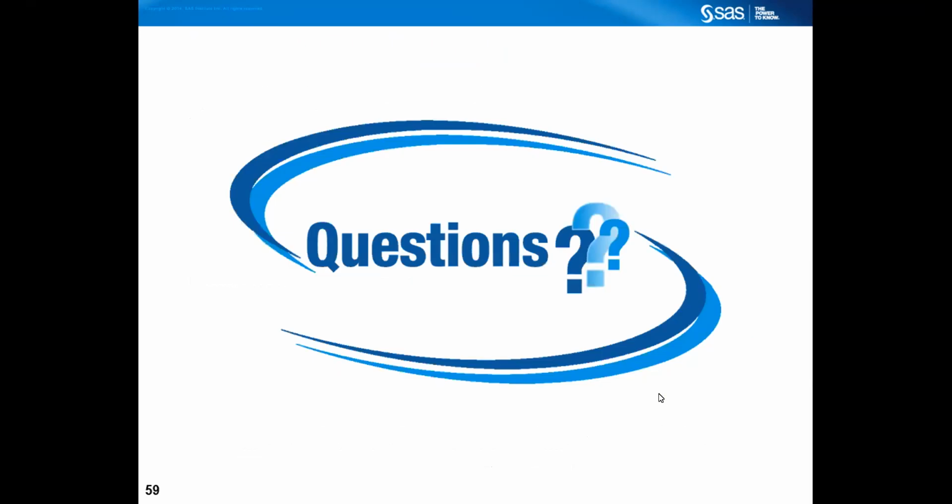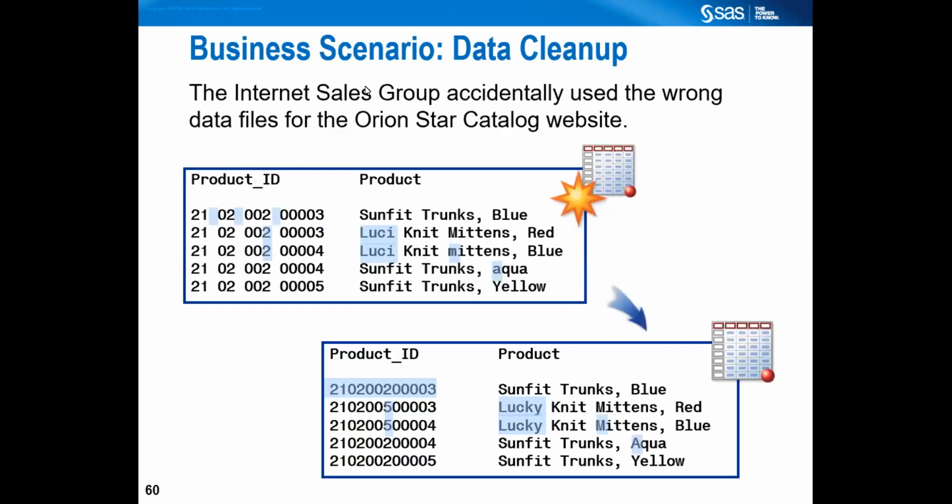All right. Okay. So moving ahead, now we'll understand another function with the help of this business scenario. This business scenario is all about data cleanup. It's telling that Internet Sales Group accidentally used the wrong data files for the Orient Star catalog website. So whenever we are working on any data, every department has access to read and write its own departmental related data for processing.